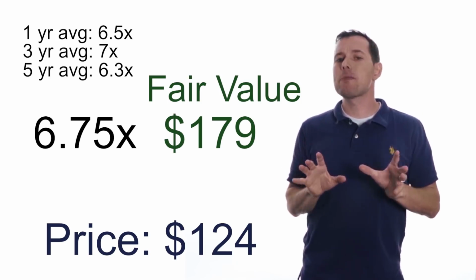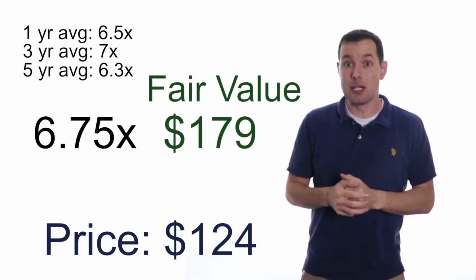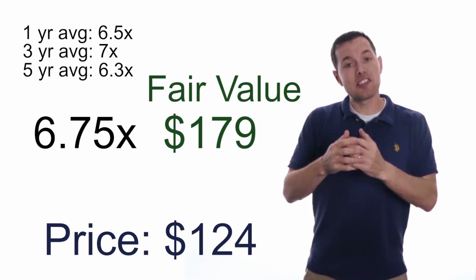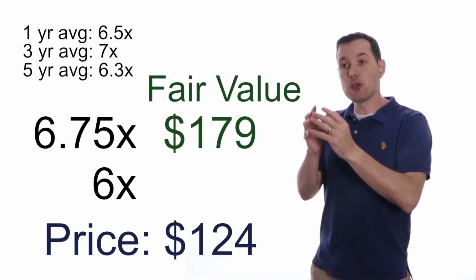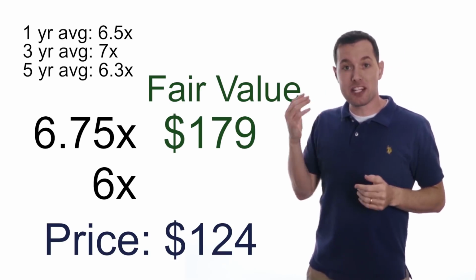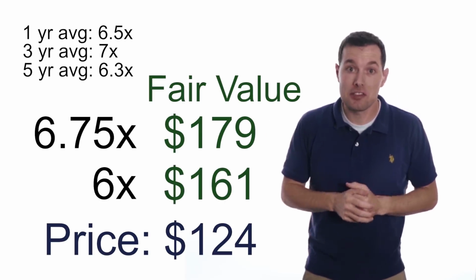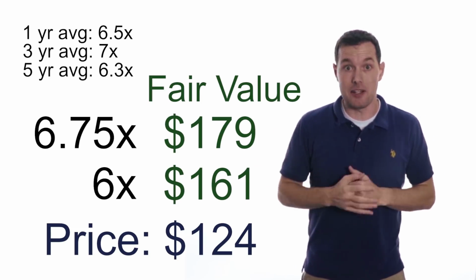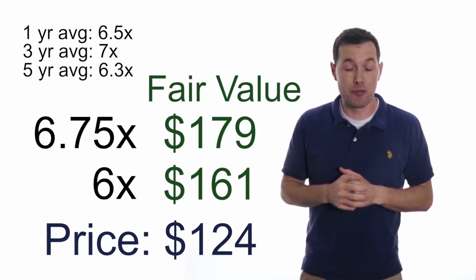So now what if we wanted to be a bit more conservative and we didn't want to use a multiple of 6.75 times? Well, what if we were to apply, let's say, the low end of that? Let's say 6 times. And if we were to apply 6 times to projected EBITDA going out the next 12 months, our fair value falls down to $161. But this still isn't too bad compared to the $124 price today. So overall, I think that Chevron still has a pretty good chance of making our ideal portfolio.